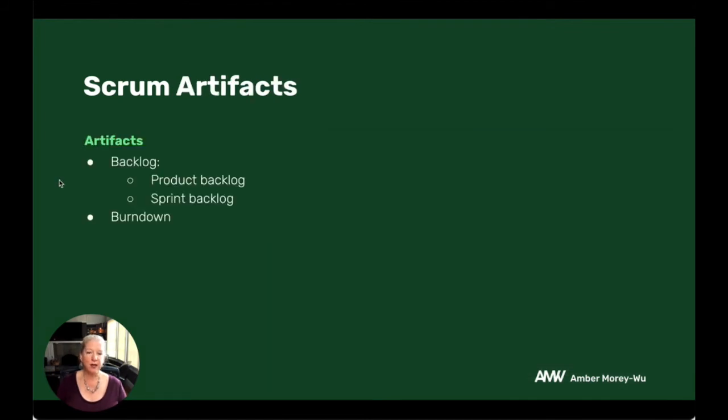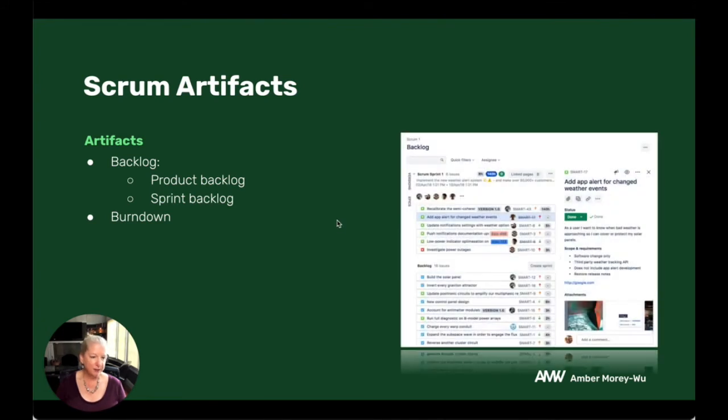The artifacts that you have in Scrum are pretty straightforward. There's a backlog. You've got your product backlog, which is all the work that hasn't been brought into the sprint. And then we have the sprint backlog, which is specific to the tasks the team picked up to work on in this two-week time period.